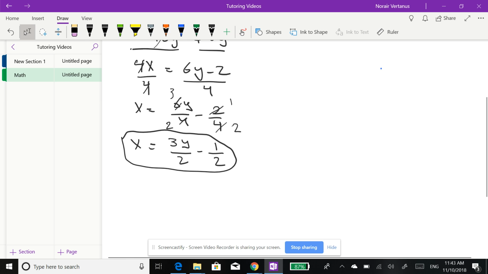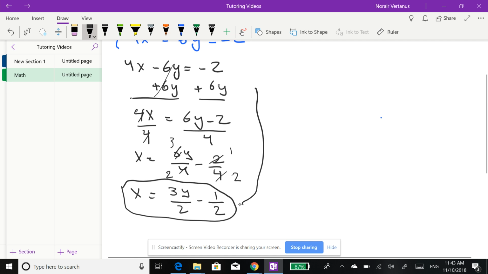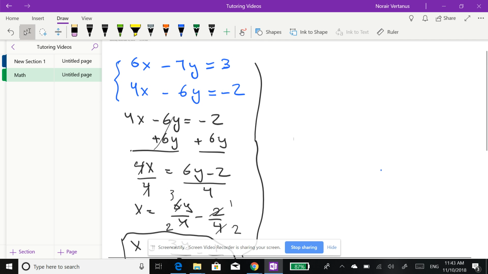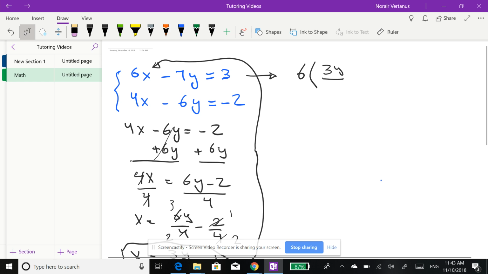So I solved that equation that I started with for x, so I have y inside. I'm going to substitute this into the first equation. I have that x, so it's going to come here, 6 times x. I have 6x minus 7y equal to 3. So instead of x, I'm going to substitute this expression, 3y over 2 minus 1 over 2.